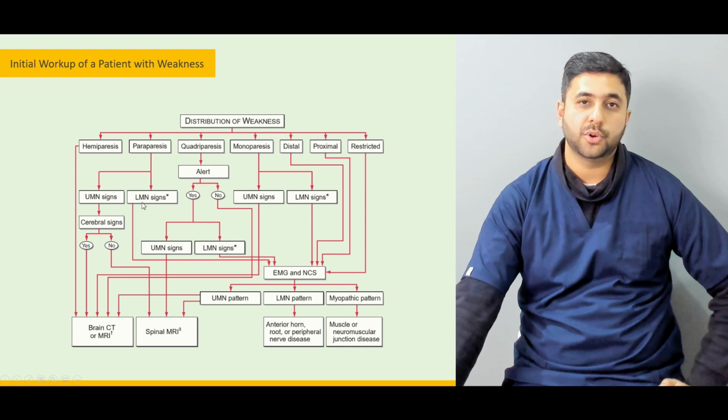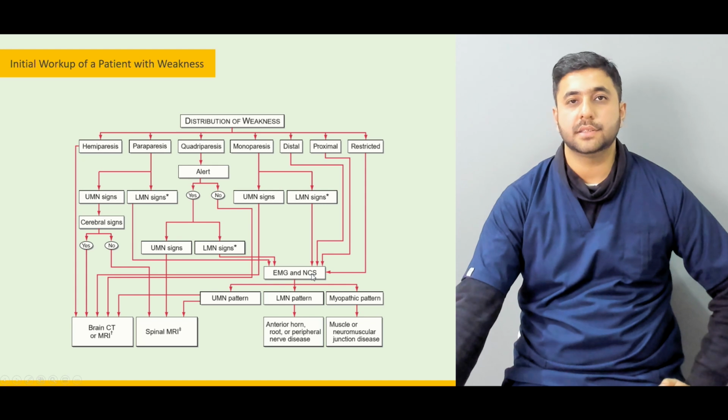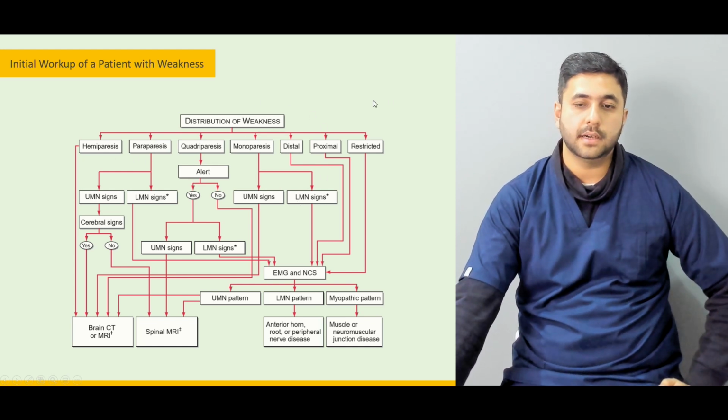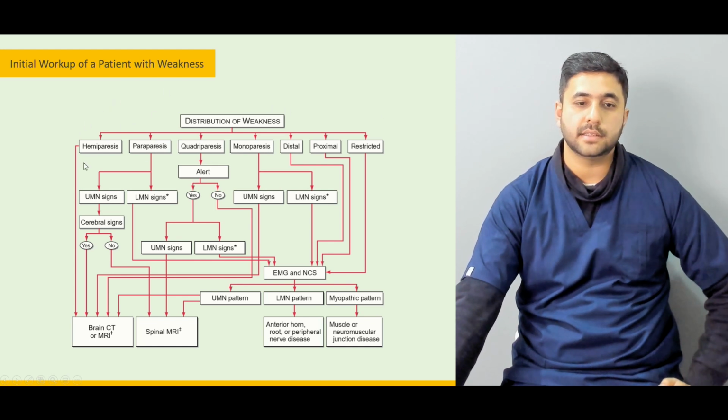And if it is a lower motor neuron problem, then we can look at the spinal MRI as well. So lower motor neuron lesion, just think of the spinal MRI. Upper motor neuron lesion, think of a brain CT or an MRI. And along with that, we can do an EMG and nerve conduction studies to find out myopathic problems or certain problems which present with a lower motor neuron pattern. Let's look at this in a stepwise manner, and this will also provide us a chance to revise what we talked about in this lecture.